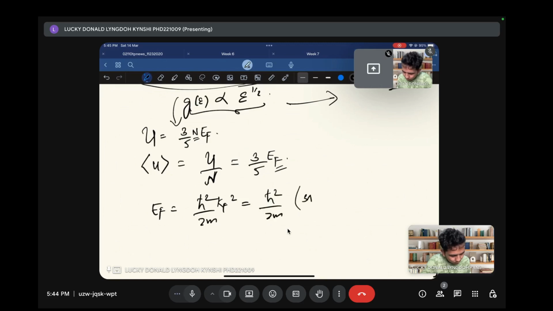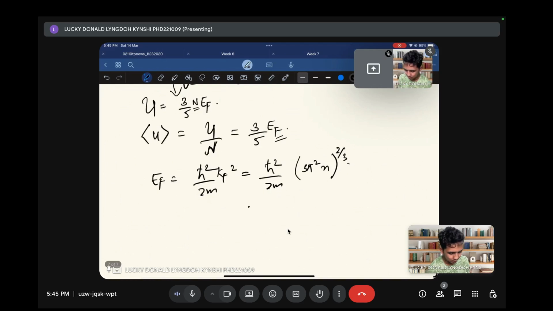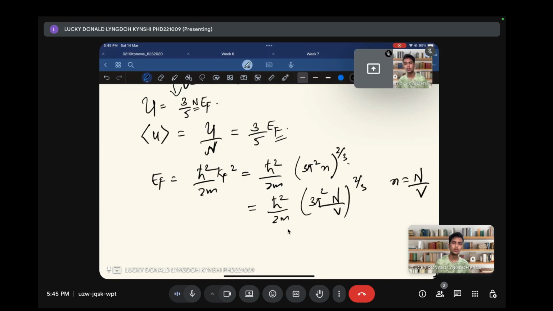So (3π²n)^(2/3). I have used again the same formula, ħ²kF² by 2m. Now, I can also write ħ² by 2m (3π²)(N by V)^(2/3), because n is equal to N by V, the number of particles per unit volume. Now, okay, so you know EF.